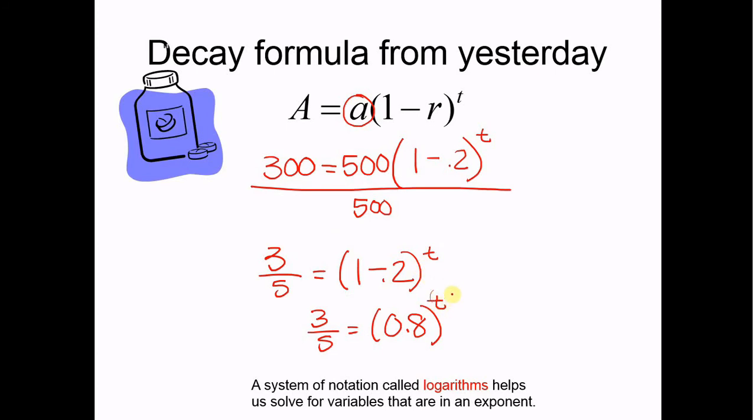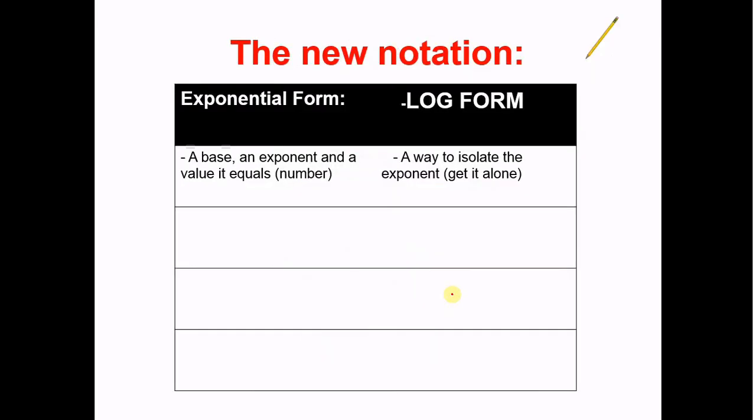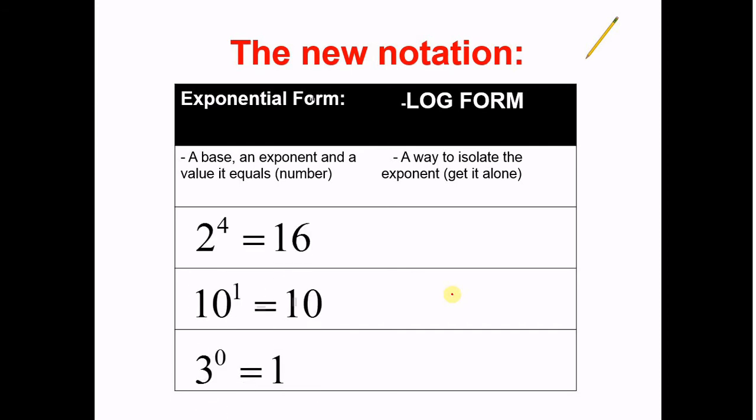So logarithms are going to help us do this. Here's some new notation you're going to want to get down. Exponential form is when you have a base, an exponent, and a value equal to a number. The log form allows you to get that exponent and get it alone. So this big 2 right here is going to become the little 2 on the base of the log. Big 16 is going to go right there. And that 4 is going to become the new answer. Just like that. So it's going to be log base 2 of 16 equals 4.